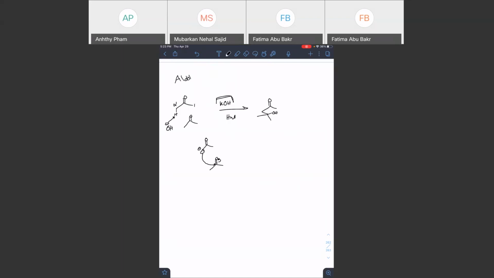Oh, wait, no, these are supposed to be aldehydes. Okay, there.